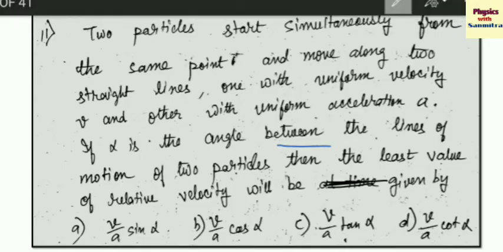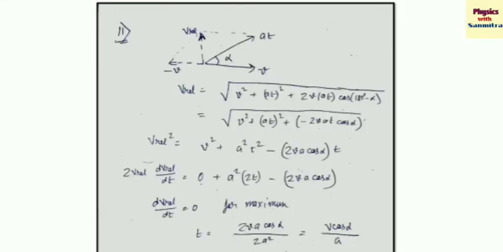I have already solved it here. See, the relative velocity has a magnitude of v square plus a square t square minus 2vat cos alpha. So v relative whole square is v square plus a square t square minus 2va cos alpha into t. Differentiating this, 2 v relative dv relative by dt is equal to 0 for v, since v is constant, plus 2 a square t minus 2va cos alpha.